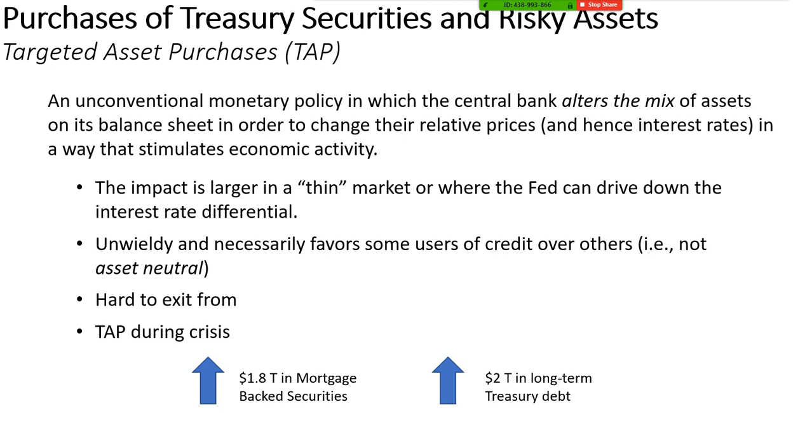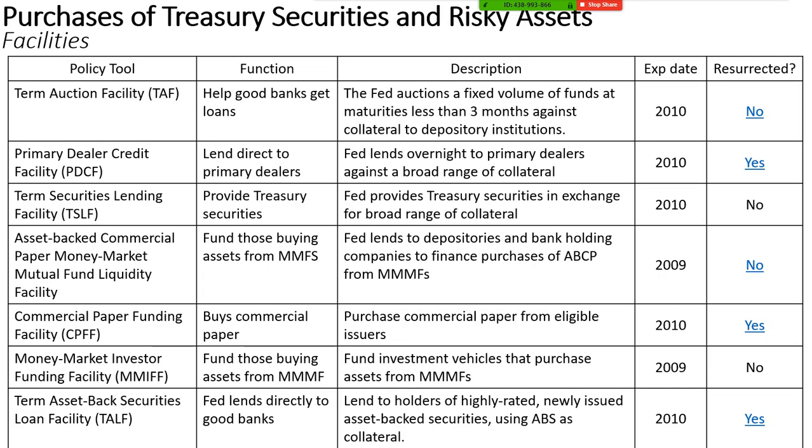So finally, another tool that the Fed uses to purchase Treasury securities and risky assets and to directly lend to banks or non-financial institutions is what's called facilities. A facility is simply an unconventional and temporary monetary policy tool that the Fed uses to add liquidity to the economy, or just put money into the economy during an emergency.